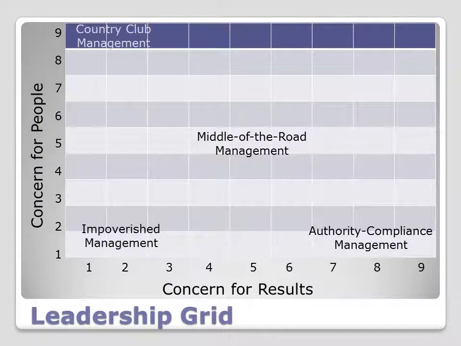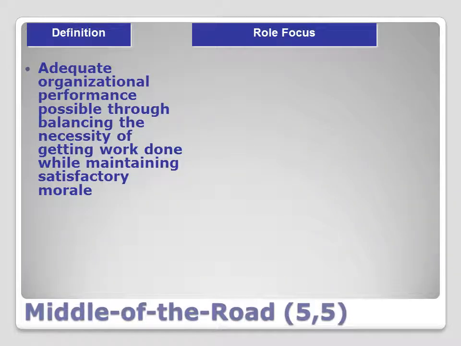The next one is one that would be sort of the in-between, and that's this middle-of-the-road management. You might score them at a 5 and 5. They're sort of concerned for results and sort of concerned for people. If we're honest here, from my experience, a lot of the church and ministry organizations experience this middle-of-the-road management, to be honest. So in this, adequate organizational performance is possible through balancing the necessity of getting work done while maintaining satisfactory morale.